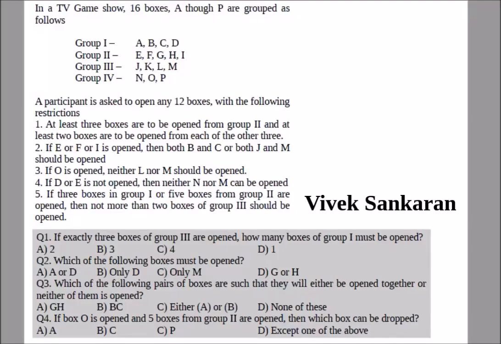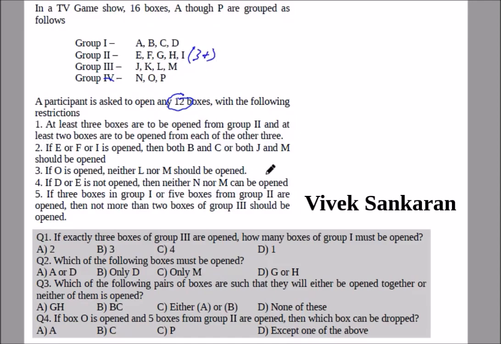Okay, in this set it is given to us that it's a TV show where you have 16 boxes, A through P, grouped as follows. You have in group 1 4 boxes, in group 2 5, and so on. A participant is asked to open any 12 boxes. At least 3 boxes are to be opened from group 3, so from here you have to open 3 plus.